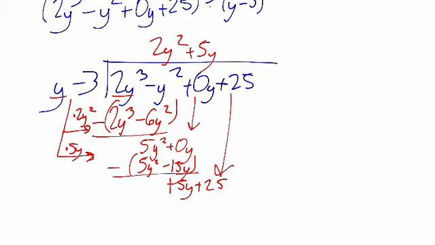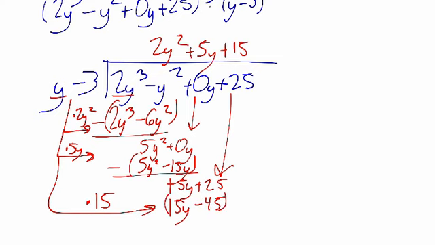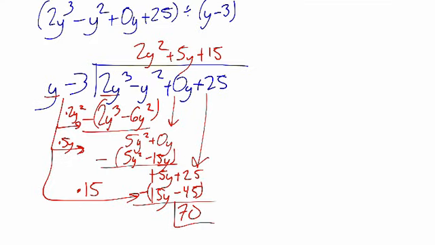I'm going to do it one more time. Y goes into 15y 15 times. And we're going to multiply this whole thing by 15. Y times 15 is 15y. Negative 3 times 15 is negative 45. And we subtract. And when we subtract, the 15y minus 15y cancels out. 25 minus negative 45 is positive 70. And that's our remainder. And just like we did yesterday, we're going to do plus our remainder over our divisor. So 2y squared plus 5y plus 15 plus 70 over y minus 3 is our final answer.